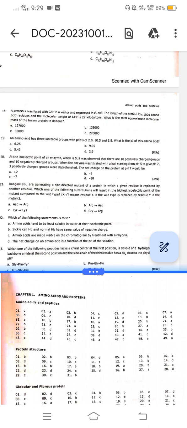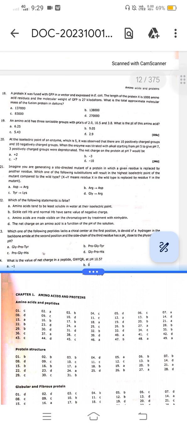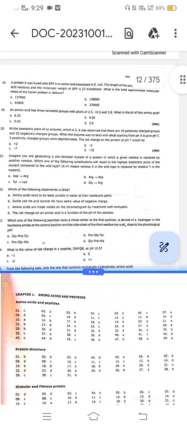B, minus 3. And imagine you are generating a site-directed mutant of a protein in which a given residue is replaced by another residue. Which one of the following residues will result in the highest isoelectric point of the mutant compared to the wild type? X to Y means residue X in the wild type is replaced by residue Y in the mutant. Which one is the answer? A. In the sense ASP to ARG, aspartate to arginine.